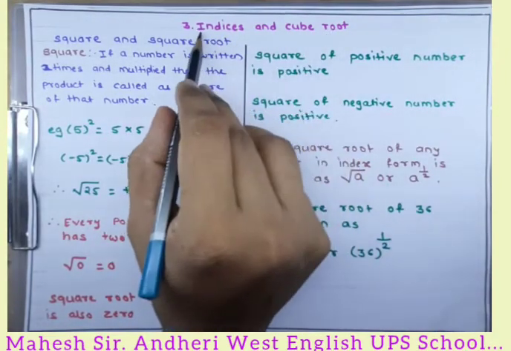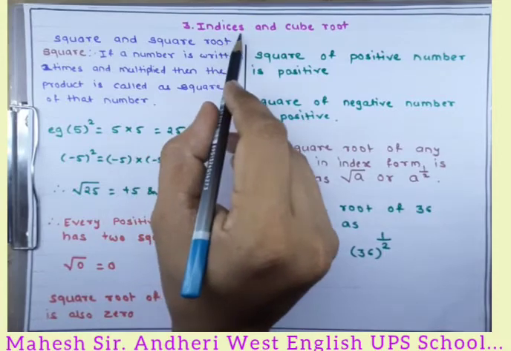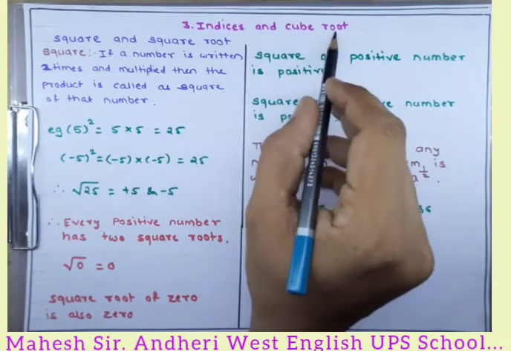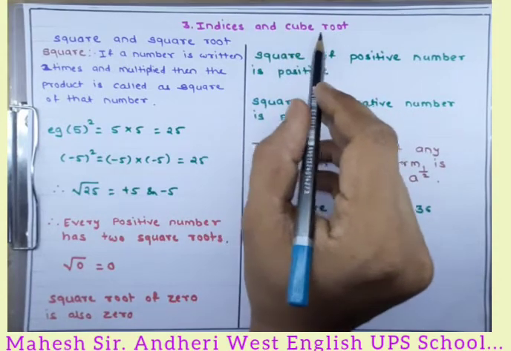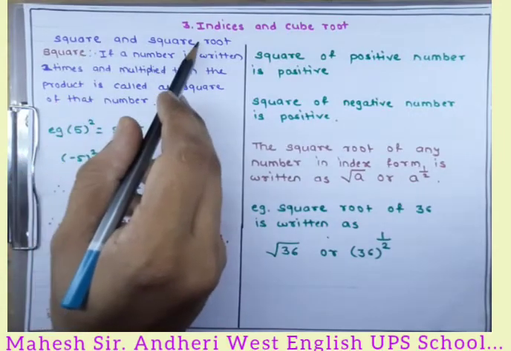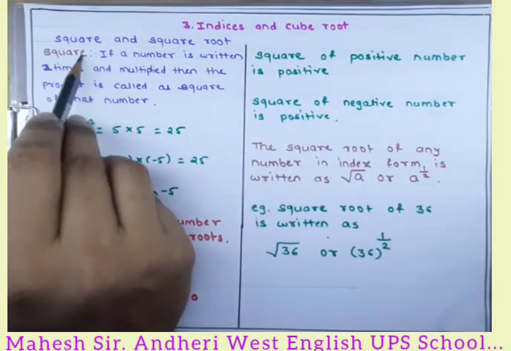Right. So we have covered all the topics in indices. So today we will start with cube. What is the meaning of cube and cube root? Right. So for that, first we will go into the basics, that is, what is the meaning of square and square root. Right. So first, what is the meaning of square?